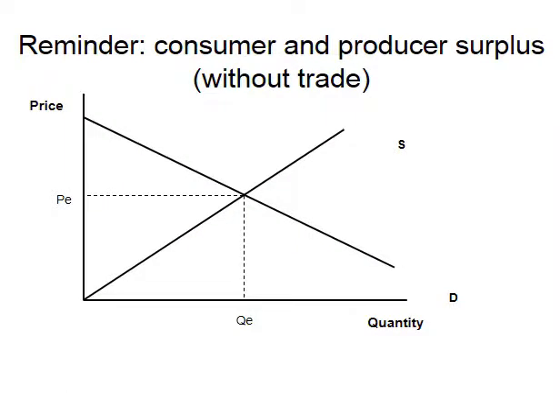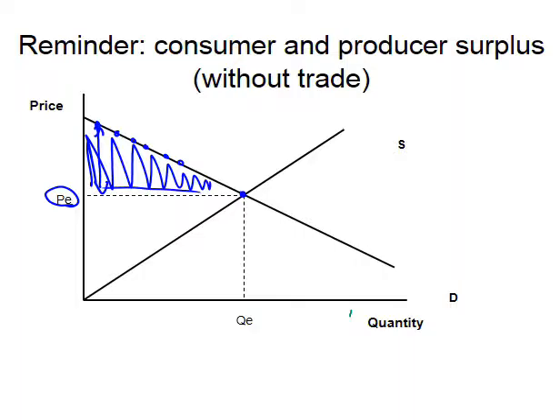So let's just have a quick reminder of consumer and producer surplus, and we're going to look at that without trade initially, and then we'll compare the situation to when we export and when we import. So first of all, the consumer surplus, it's defined as the value that people are willing and able to buy a good, less the price that they actually have to pay. So they're paying the equilibrium price, so they were willing and able to pay a much higher price.